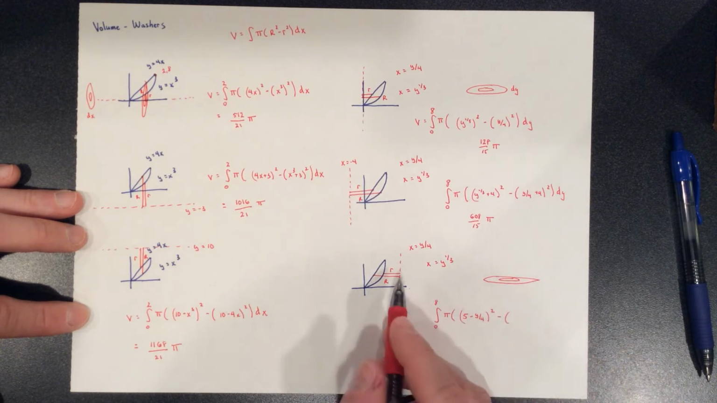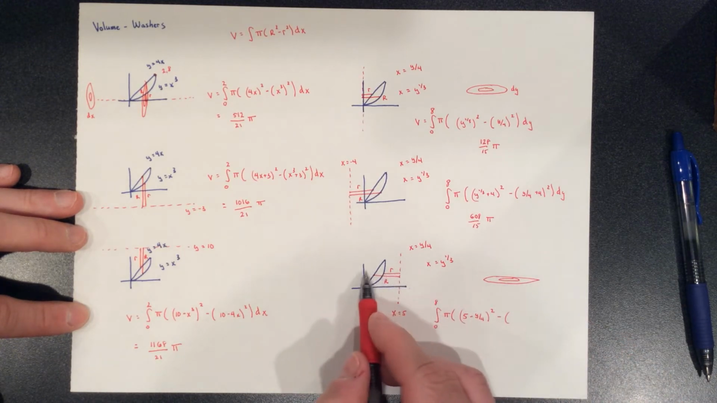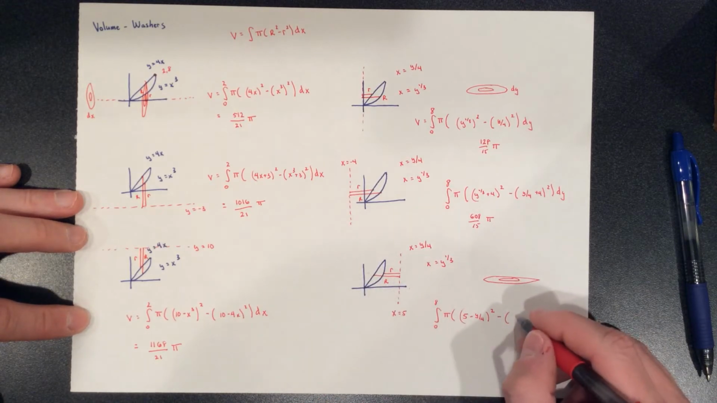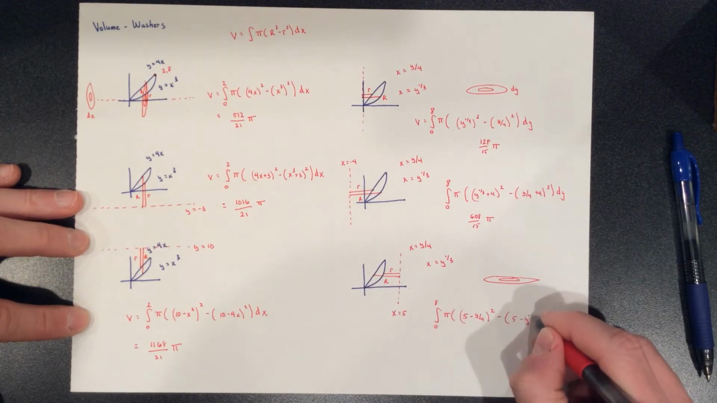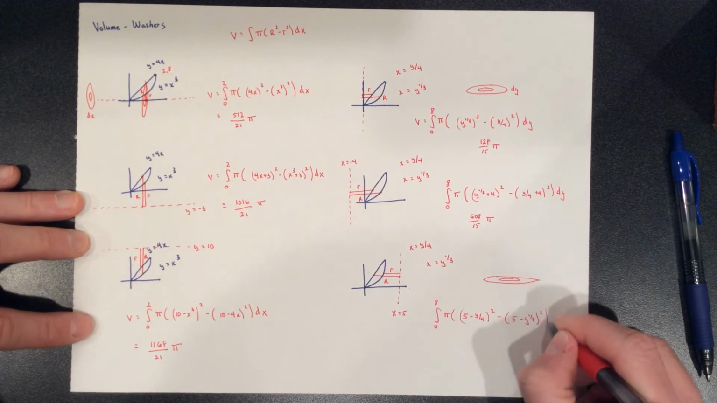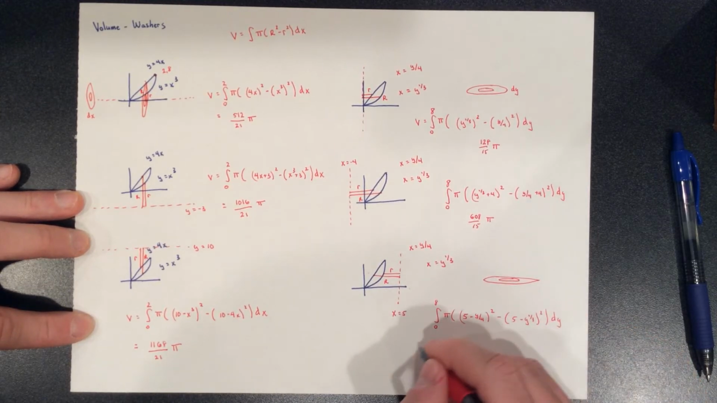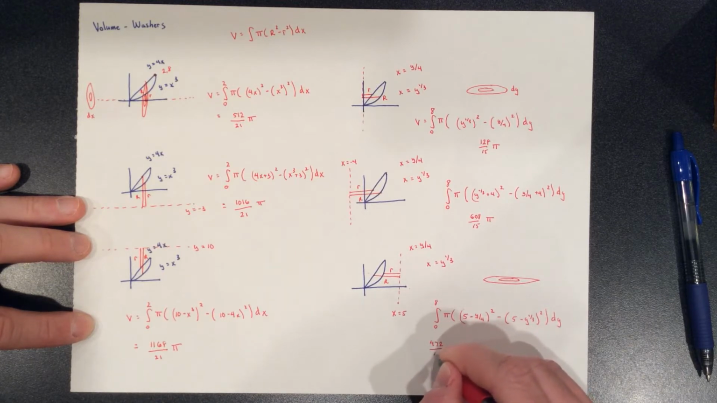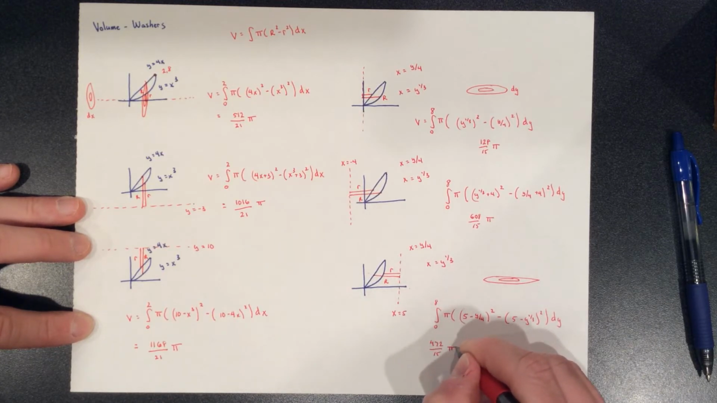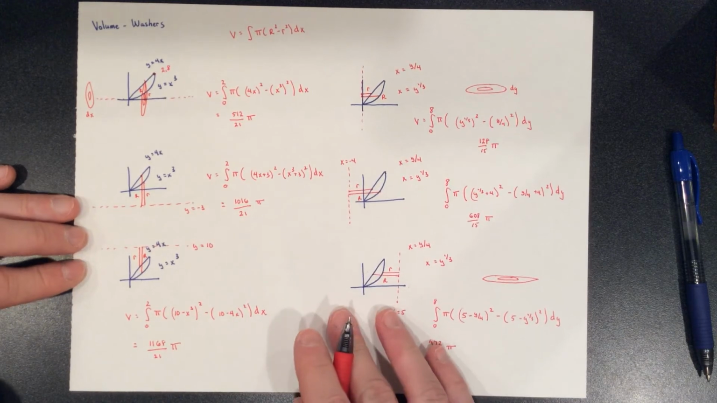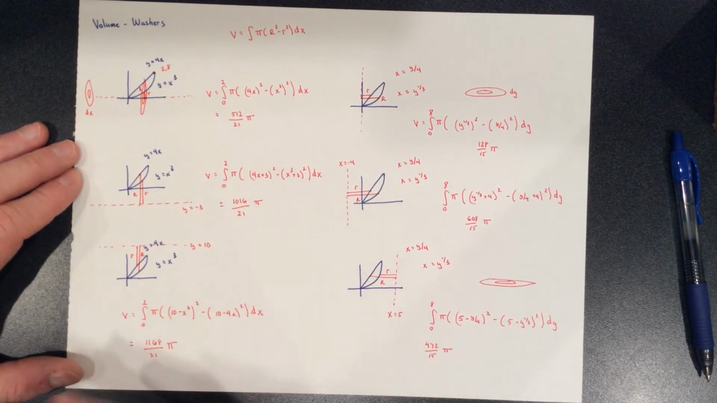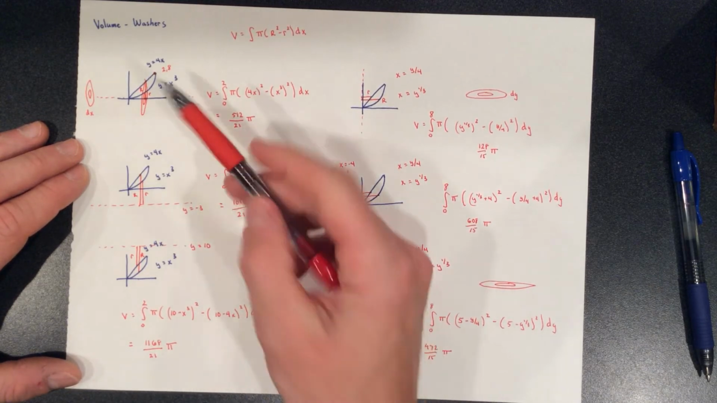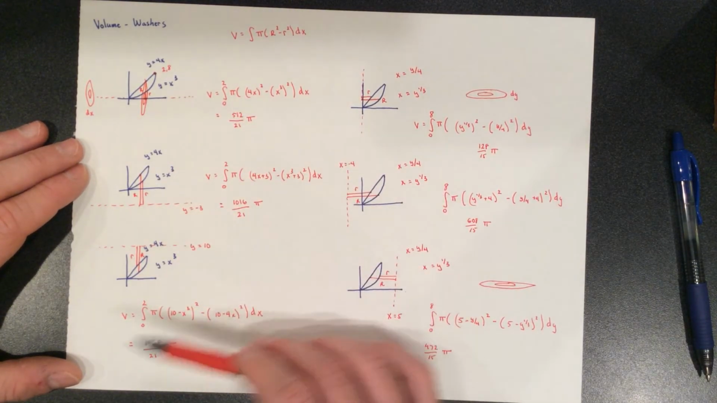Minus little r. Little r is this distance. The whole thing is 5. This distance is the cube root of y. So then that's 5 minus the cube root of y squared dy. And we get a volume of 472 over 15 pi. Okay, so you can't do anything else with washers. That's it. I did the 3 different examples with x's. That's all you can do.